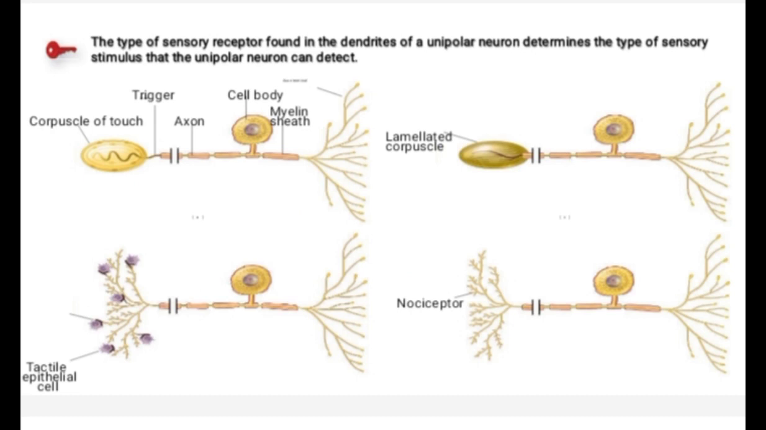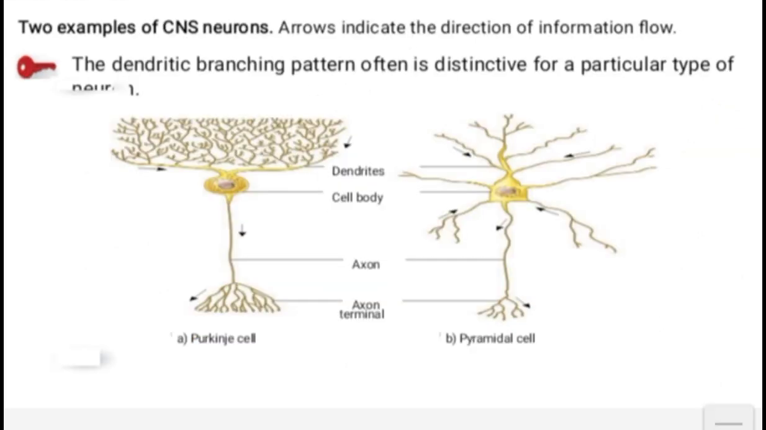So this is a picture of the types of sensory receptors found. The dendrites of the unipolar neuron determine the type of sensory stimulus that the unipolar neuron can detect. So these are two examples of central nervous system neurons.